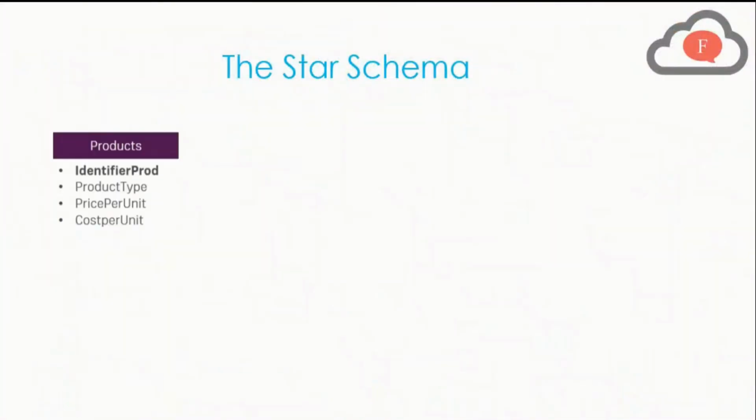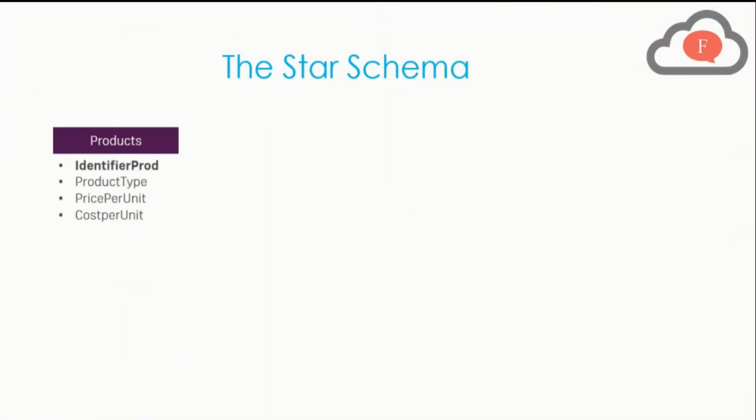In this relationship, there is a product table in which there is an identifier product, which is specific to the product table, and product type, price per unit and cost per unit are available. So this is a dimension table. Now you have another table, sales point, in which the identifier geography is given, and continent, country and city are given as columns in the sales point table.